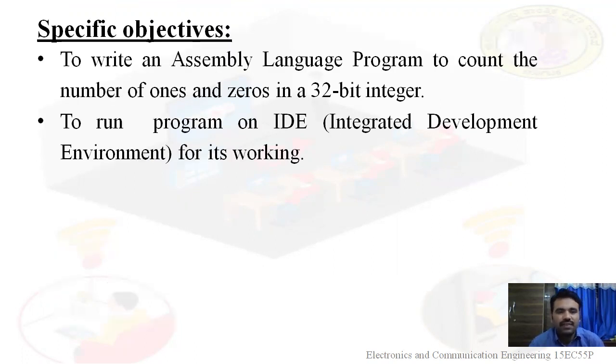What is the specific objective we are going to achieve after going through this session? We will be able to write an assembly language program to count the number of zeros and ones in a 32-bit integer. And also we will be able to run the program on an integrated development environment and check it for its working.